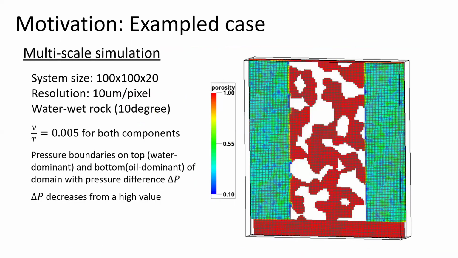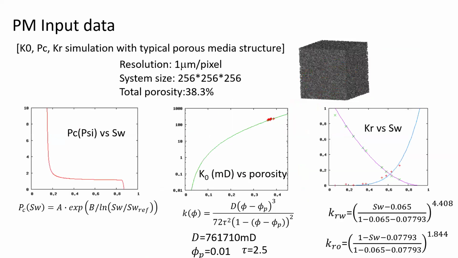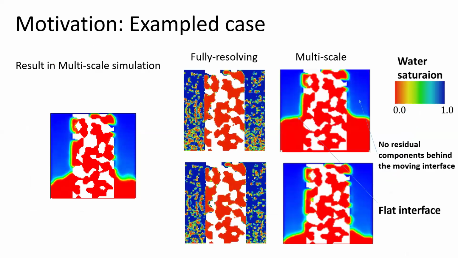Next is the multi-scale simulation. Using this coarse resolution, we try to see if we can reproduce the result in the previous slide. As I said, we need to run a pre-simulation to prepare the input for the multi-scale simulation. So we first simulate this kind of fine structure with high resolution and get the Pc, K0, and Kr. We use them as input for the multi-scale model. This is the result.